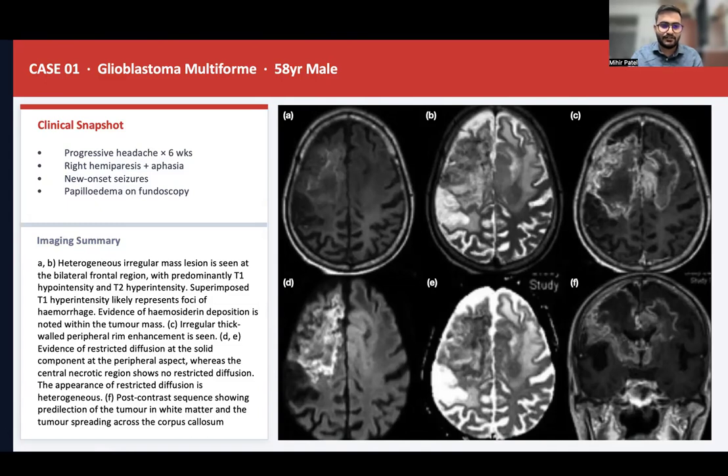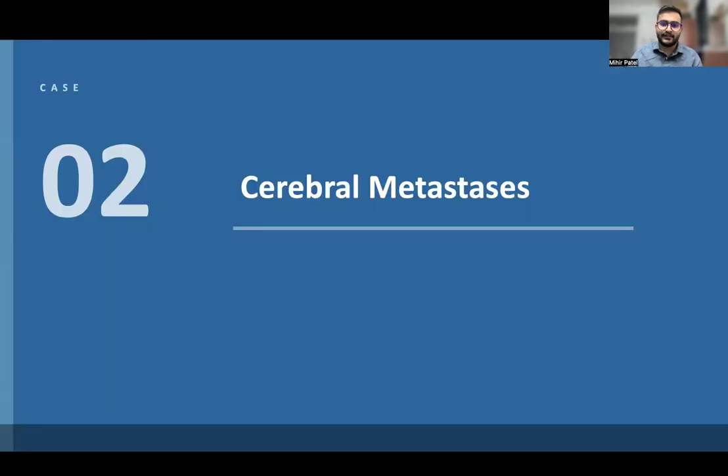Evidence of restricted diffusion is seen at the solid component of the peripheral aspect, whereas the central necrotic region shows no restricted diffusion. The appearance of restricted diffusion is heterogeneous. The post contrast sequence shows the predilection of the tumor for the white matter, and the tumor is spreading across the corpus callosum.